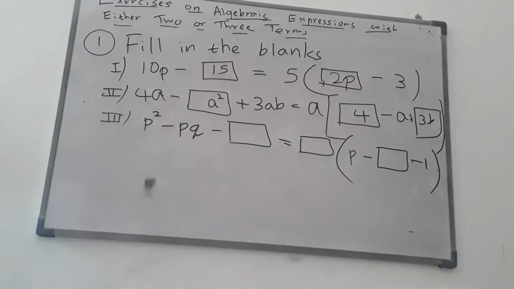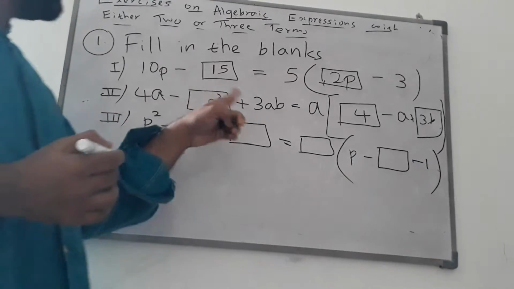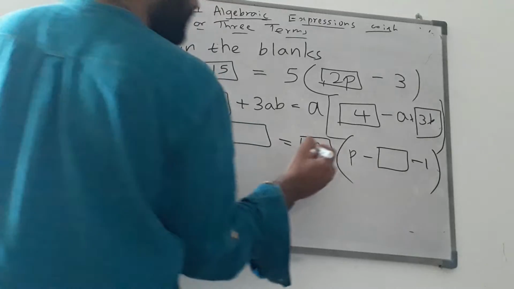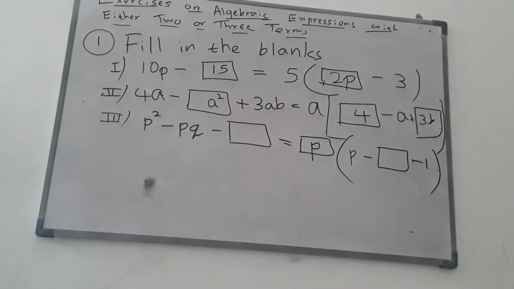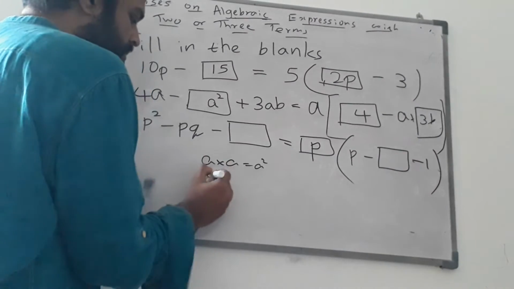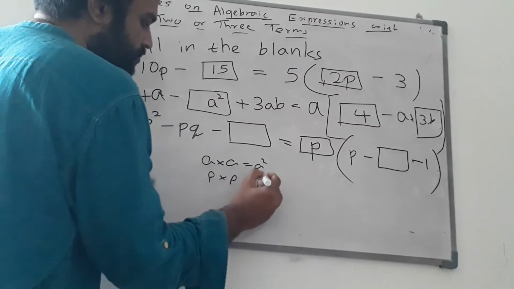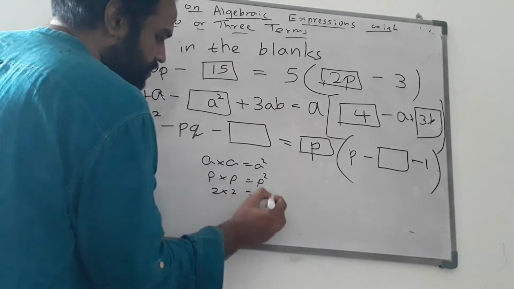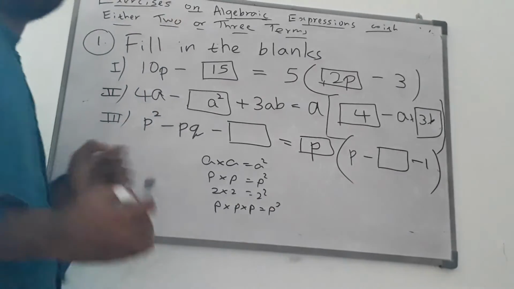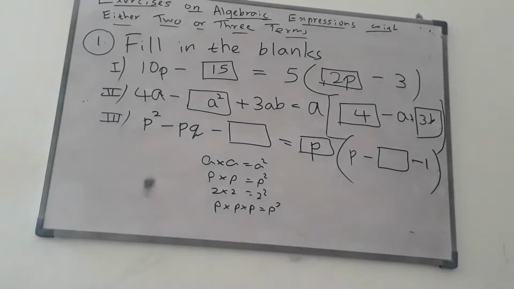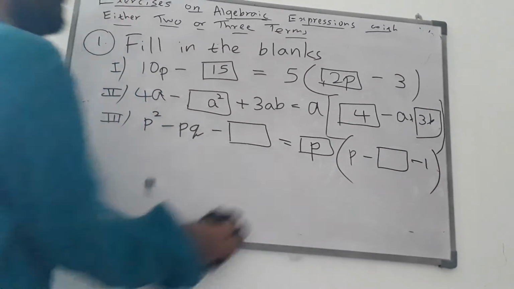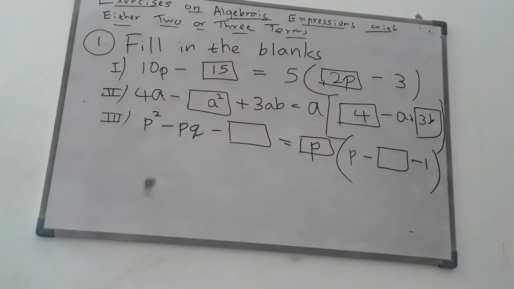Okay, p squared means p times p. Like a squared means a times a, so likewise p squared means p times p. P to the power 2 means p times p. A times A means A to the power 2. P times P means P to the power 2. 2 times 2 is 2 to the power 2. P times P times P means P to the power 3. Indices. Okay. If you can recall the lesson on indices, you know what I have already done.